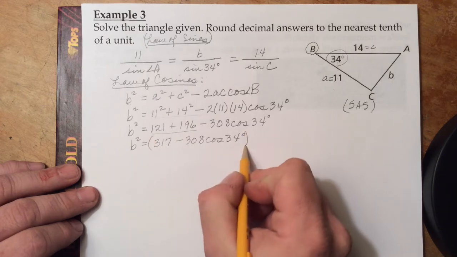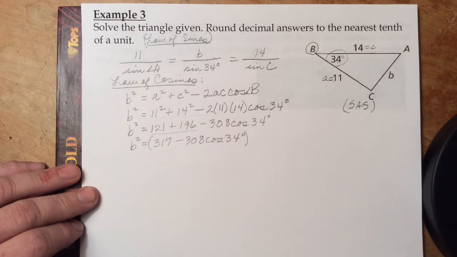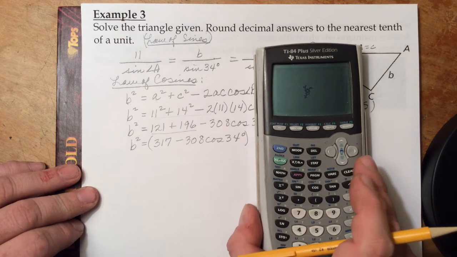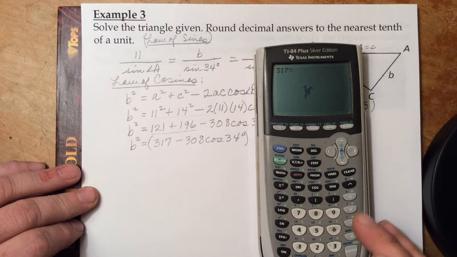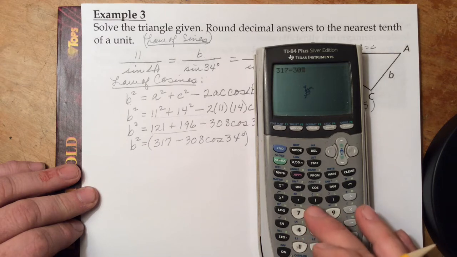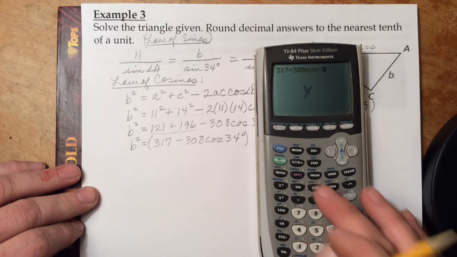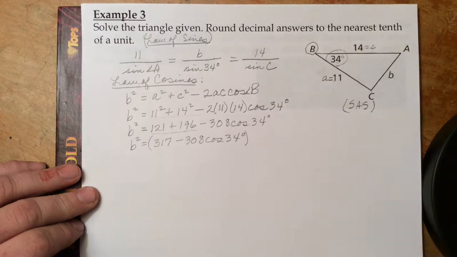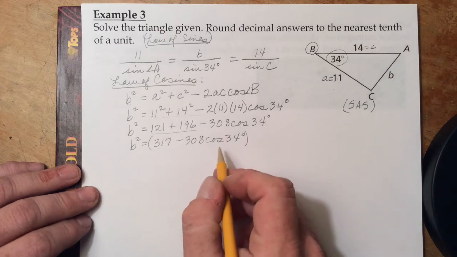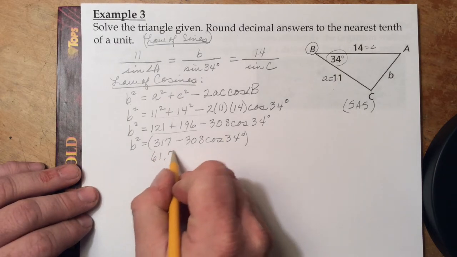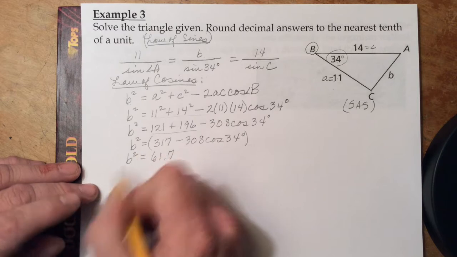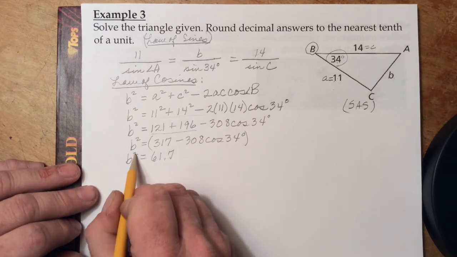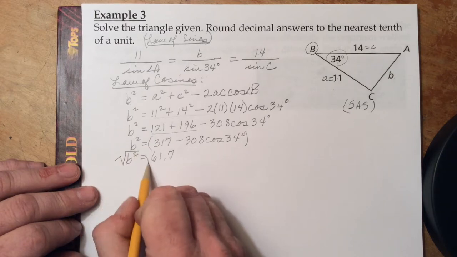So at this point, it's a good time to use your calculator. Make sure you're again in degree mode. We have 317 minus 308 times the cosine of 34, close parenthesis, enter. And we get about 61.7 equals b squared. Now don't forget, this is b squared, not b. So we must take the square root of both sides to get rid of the square.